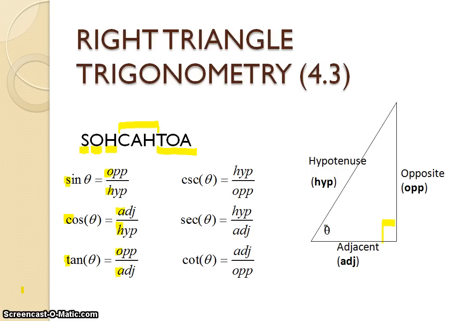Okay, so everything that we did with those special right triangles, the 30, 60, 90, and the 45, 45, 90 triangle, we can find sine, cosine, and tangent of all of those special angles.